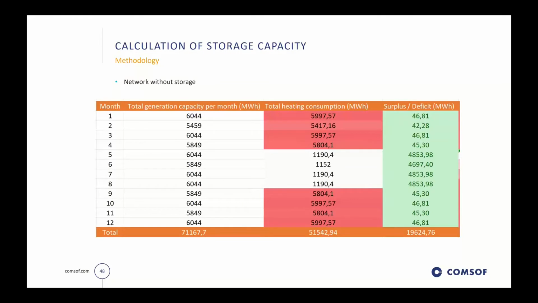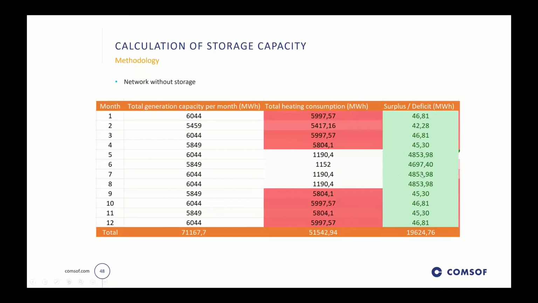Let's first assume a calculation for a network without storage. Here we have a generation of a number of megawatt hours per month, about 6,000 megawatt hours per month, approximately the same every month throughout the year. So we have a constant generation profile. But the demand, of course, is not constant. Here we see during the winter period, we have a higher demand, and the summer period, we have a lower demand. So here we see we have still a surplus. We always have a surplus, but in the summer, we have quite a big surplus.